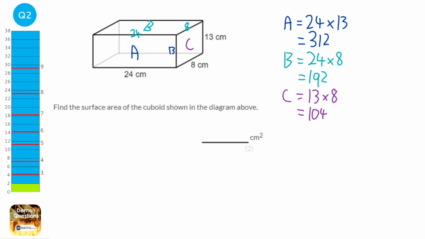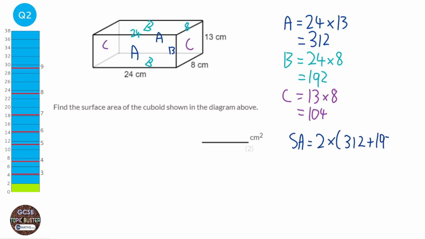Now notice that the faces all have the exact same face on the opposite side. So this one at the back is also A, this one at the side is also C, and the one at the bottom is also B. So what I'm going to do is add up all the areas of the faces and double it. So to work out the surface area, we're going to do 2 times 312 plus 192 plus 104. And that will give me 1,216 centimetres squared, because it's an area.